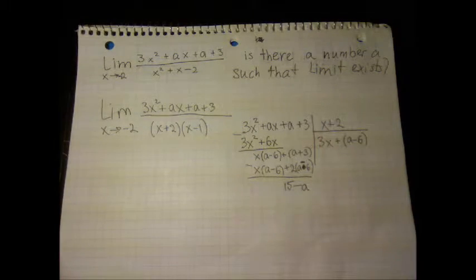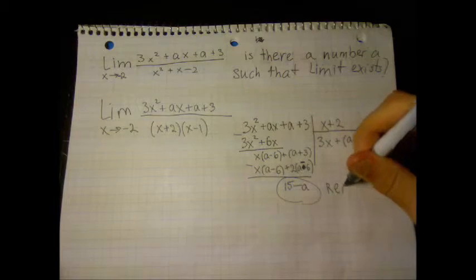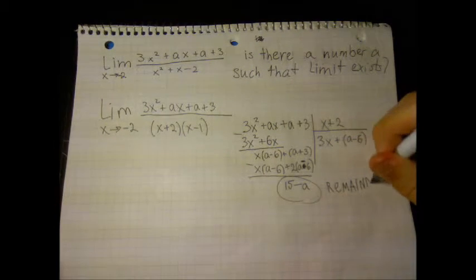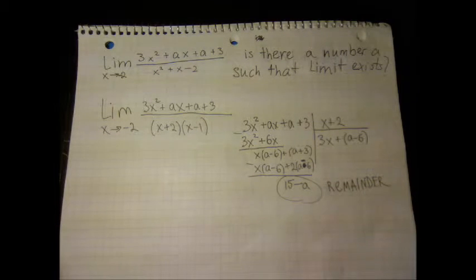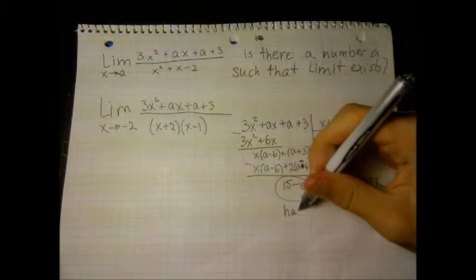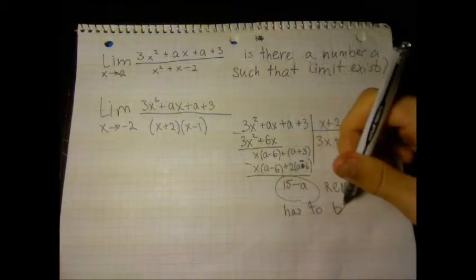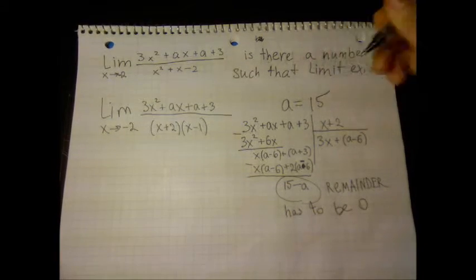So as you can see, the remainder is 15 minus a, and for this reason you need to have a so the remainder will be 0, so it will be possible to cancel out everything, and it will be possible to factor out the numerator. That's why a becomes 15, and we know that the remainder has to be 0.